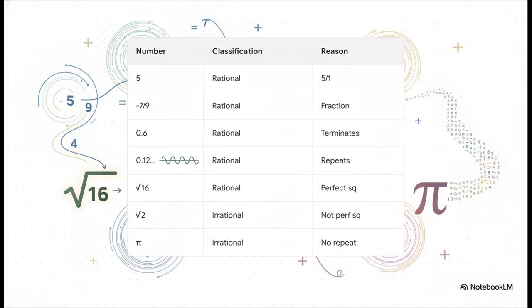The number 5, rational, because it's 5 over 1. -7 over 9, rational, it's already a fraction. 0.6, rational, because it neatly terminates. 0.1212 repeating, rational, because that pattern makes it super predictable. The square root of 16, well, it's a perfect square, making it 4, so it's rational. But then, we hit the square root of 2, a non-perfect square, making it irrational. And finally, pi, the absolute king of the non-terminating, non-repeating decimals, making it strictly irrational.